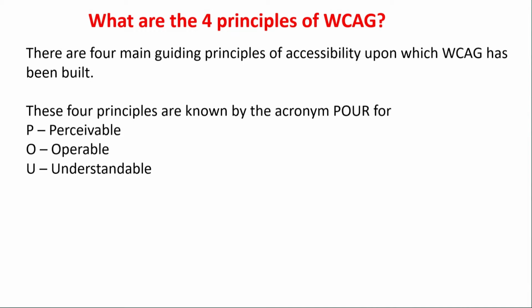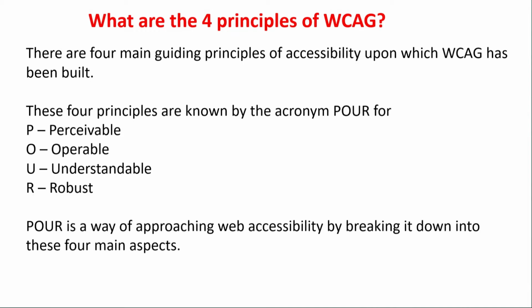What are the 4 principles of WCAG? There are 4 main guiding principles of accessibility upon which WCAG has been built. These 4 principles are known by the acronym POUR for P, perceivable; O, operable; U, understandable; R, robust. POUR is a way of approaching web accessibility by breaking it down into these 4 main aspects.